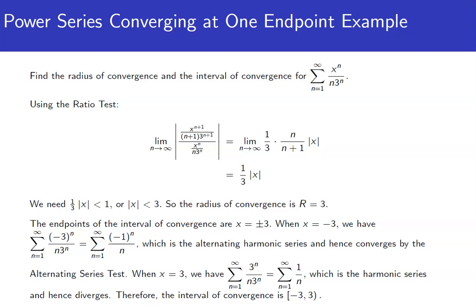In this video, we're going to look at an example of a power series that converges at one endpoint of its interval of convergence, but not the other. So in this example, we've got the series from n = 1 to infinity of x^n over n·3^n. We could use either the ratio or the root test in this case to get at the answer. We'll use the ratio test in this example.